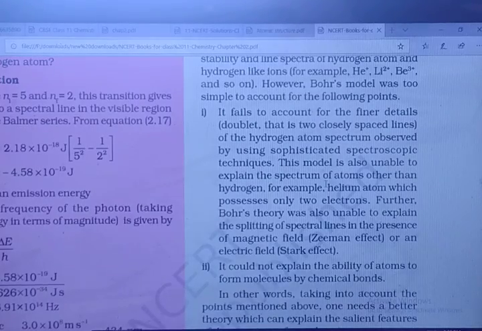The spectral line present in the magnetic field is also known as the Zeeman effect, and the spectral line present in the electric field is known as the Stark effect. This we will read in Chapter 4, Chemical Bonding.